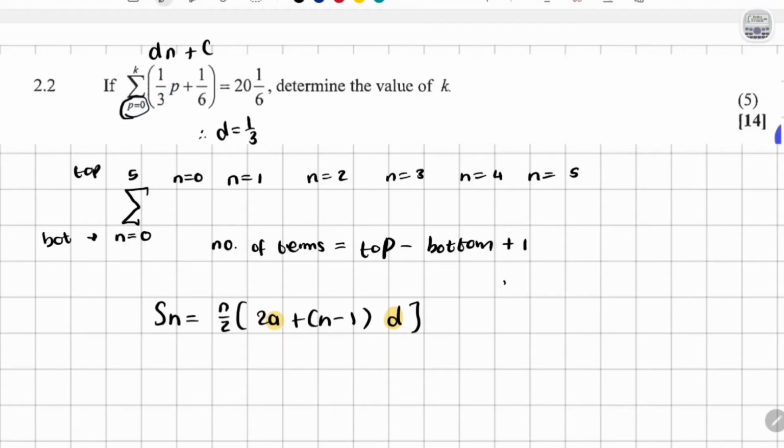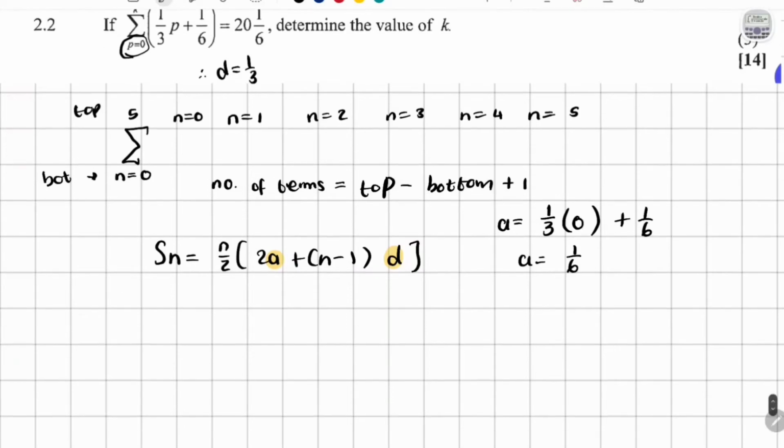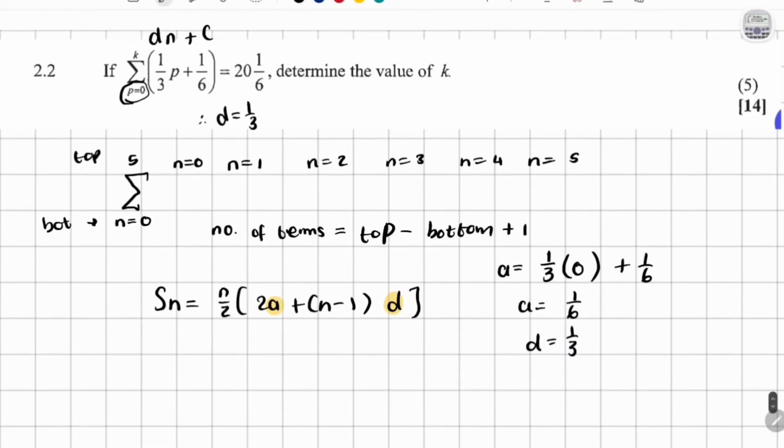So term 1, or our a value, we would just go ahead and say 1 over 3 multiplied by our starting point, which is 0, so 0 in place of P, plus 1 over 6. Okay, so as you can see, that will become 0. Our a value is just 1 over 6. So there we have a. We know what d is. d is 1 over 3 as the difference.